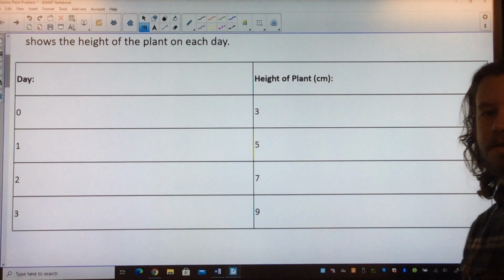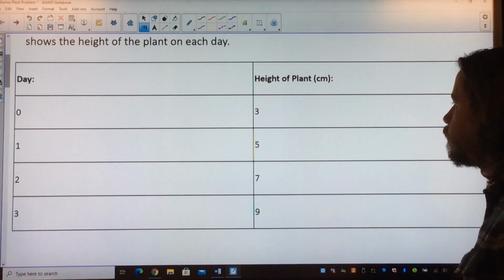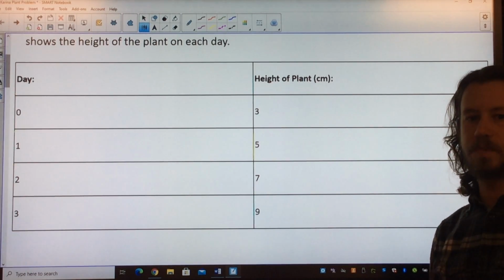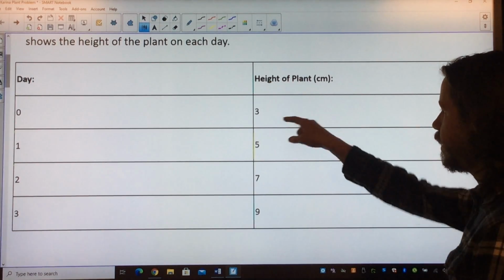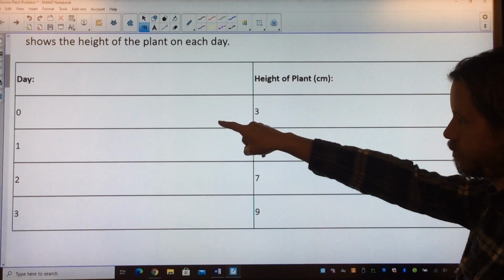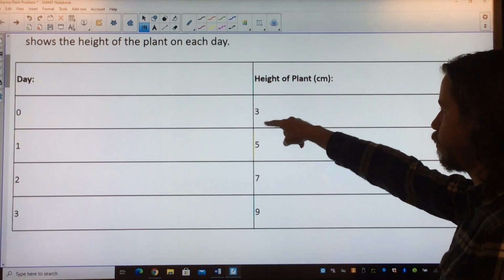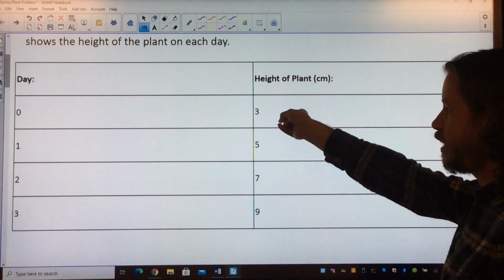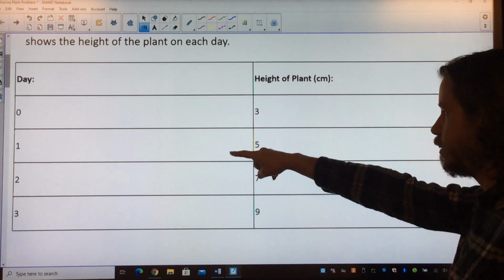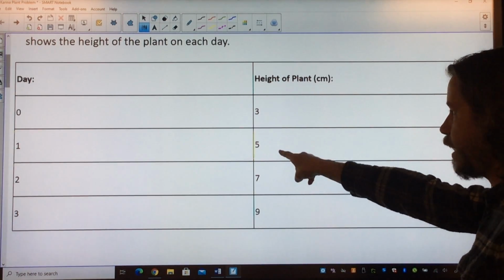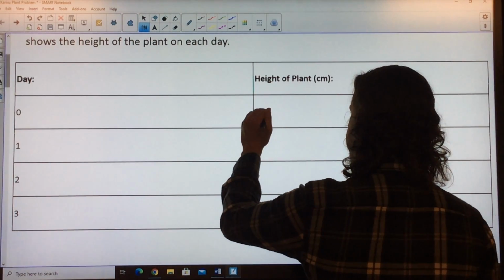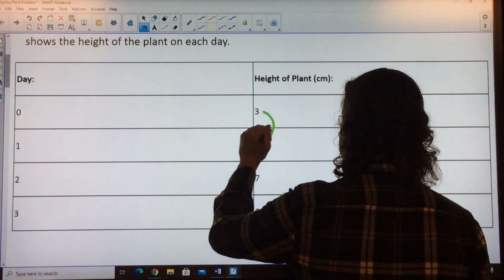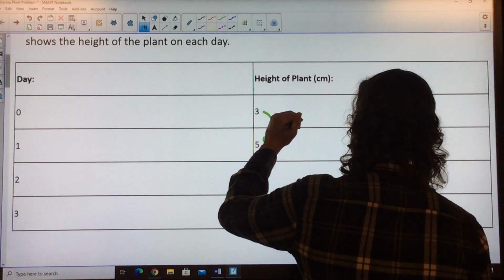Okay, so looking at this data, let's see if we can find a pattern of how the plant grows from day to day. Alright, so the starting height, when 0 days have passed, is 3 centimeters. And by the time we get to the first day, it's already a height of 5 centimeters. So it looks like in this first day, it's grown by 2 centimeters.